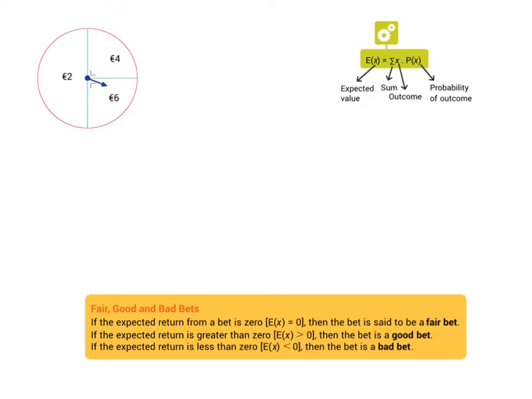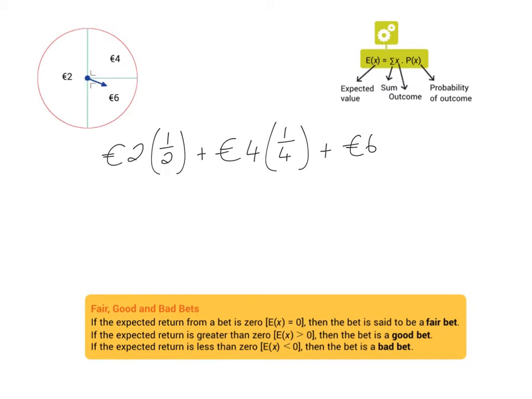If we look at this formula up here in the top corner, our expected value is going to be the sum of the outcome multiplied by the probability of the outcome. So the outcome in the first instance is €2, and the probability of that outcome is 1/2. We add that to the outcome of €4, and the probability of that outcome is 1/4. And then we add that to the outcome of €6 times 1/4 again. When you do that in the calculator, you'll get an expected value of 3.5.